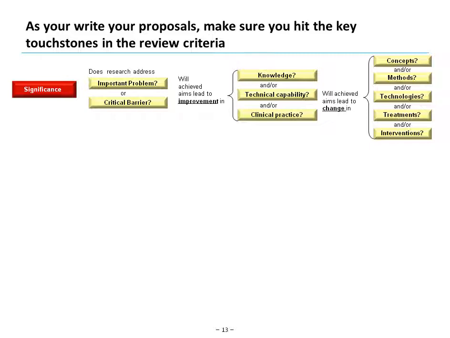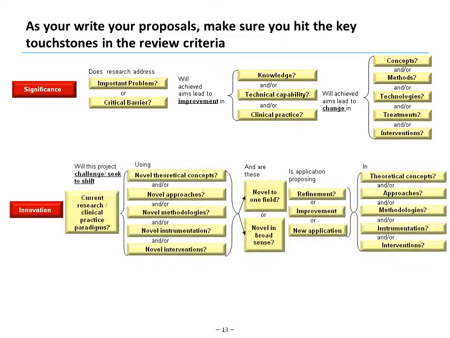Will you get improvement in knowledge or technical capability or clinical practice? Again, connect your discussion explicitly to these criteria. And for innovation, again, look at the review criteria and make sure that you connect up your discussion with the criteria that apply in terms of innovation for your proposal. If you make those connections as direct, as clear, and as explicit as possible, your proposal is likely to be much more successful.